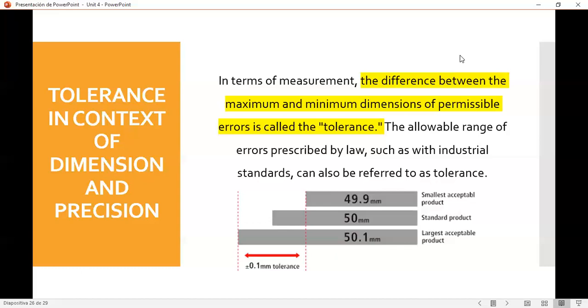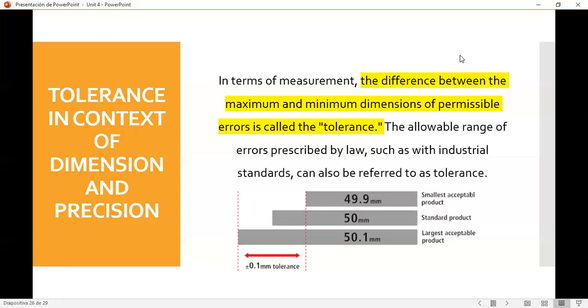That means that 49.9 is my smallest acceptable product, and 50.1 is my largest acceptable product. That's my tolerance, 0.1 millimeter. I can have 50.1 or I can have 49.9, or 50. That's great. But I cannot go down and I cannot go up.